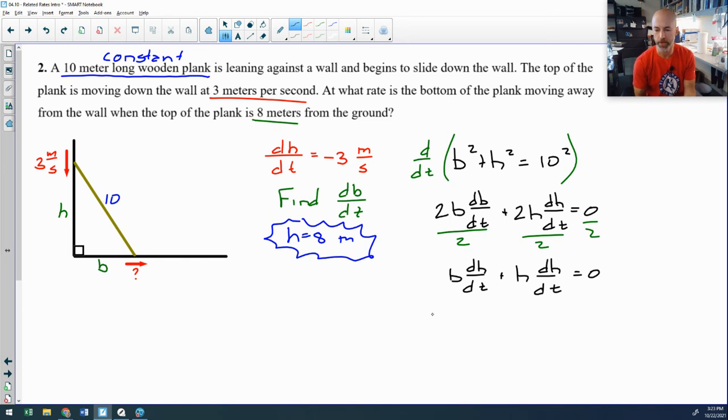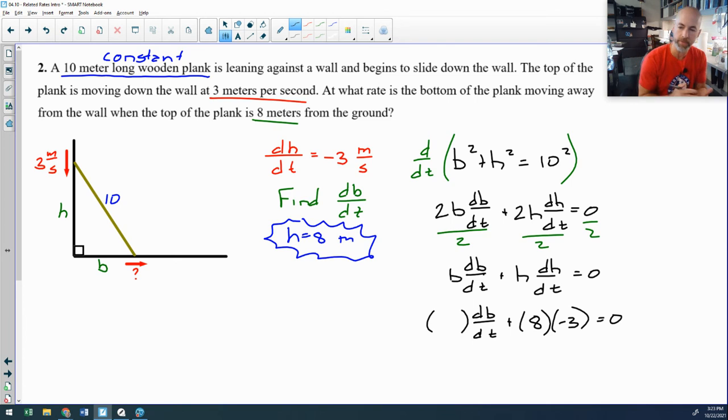I'm looking at this. I do not know what b is. dh dt, what is that? That's dB dt. What is that? So dB dt, that's what I'm looking for. So that's going to remain dB dt here. Plus h, they told us that h was 8. I can plug that in now. dh dt is negative 3 equals 0.